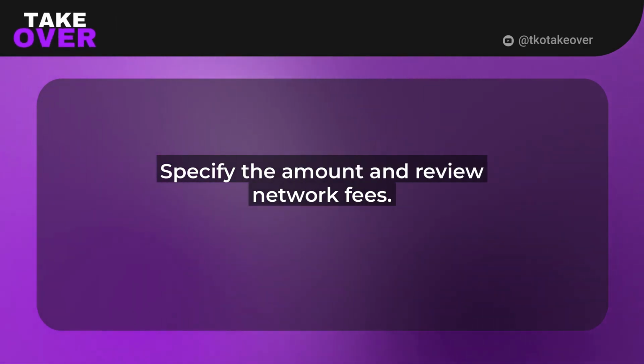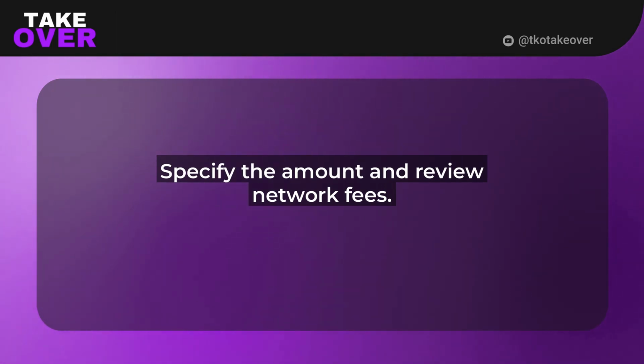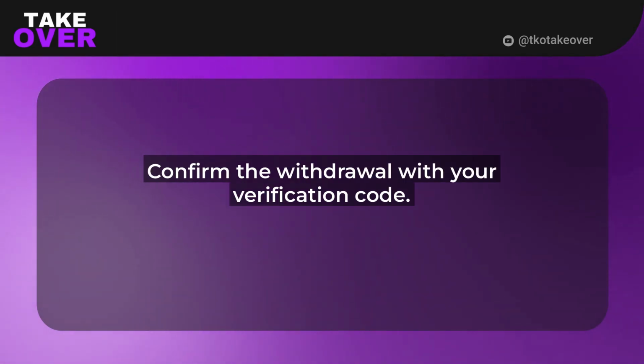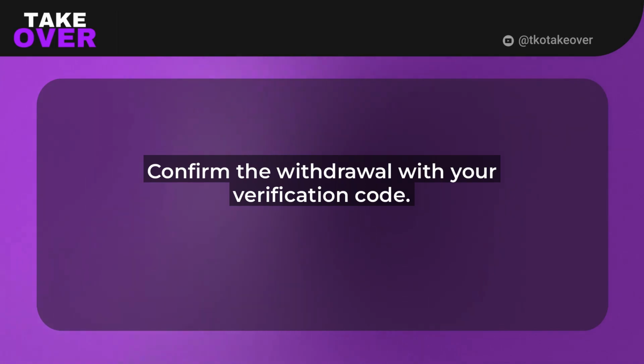Back on Binance, paste the address into the withdrawal form, specify the amount you want to withdraw, and review the network fees. In 2025, expect possible updates to blockchain networks like Ethereum or whatever SHIB is using, so choose the right network to match Kucoin's requirements. Hit Confirm, and you'll get a verification code via email or app. Enter it to proceed. Now, sit tight.